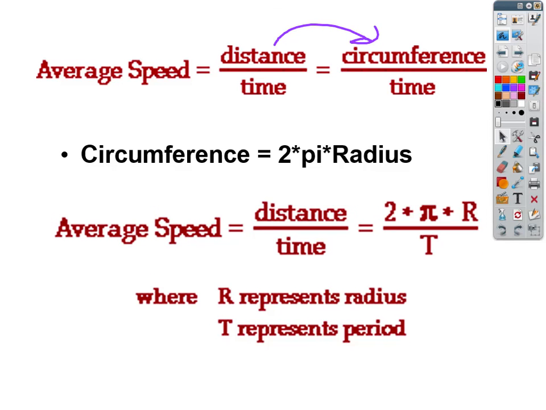That is my velocity, my average speed, my average velocity, but probably average speed. 2 pi r over T, where r is the radius and T is the period, the time it takes to go one whole revolution. So 2 pi r over T is still distance over time, still measured in meters per second.